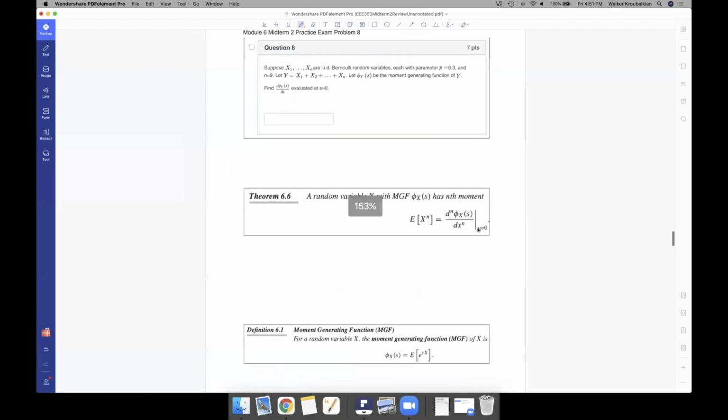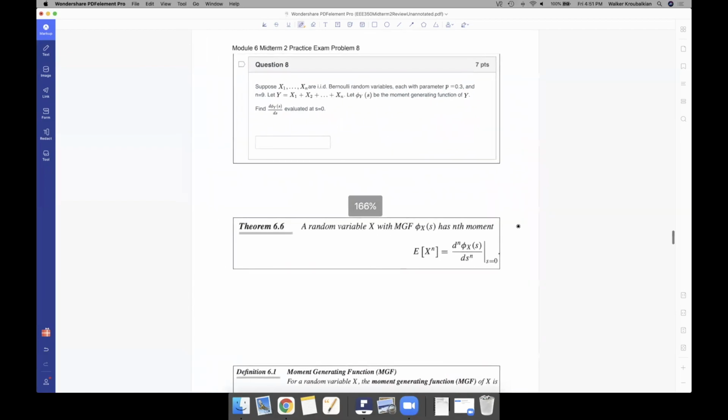All right, so problem 8. Suppose x1 up to xn are IID, that means I believe independent and identically distributed Bernoulli random variables, each with parameter p equals 0.3 and n equals 9. Let y equal x1 plus x2 plus up to xn. Let phi sub y of s be the moment generating function of y. Find d phi sub y of s ds evaluated at s equals 0.